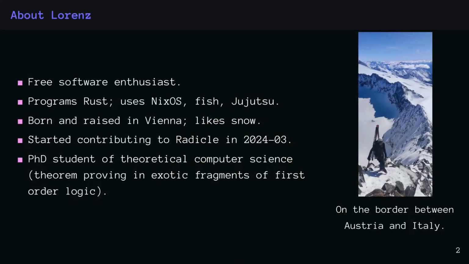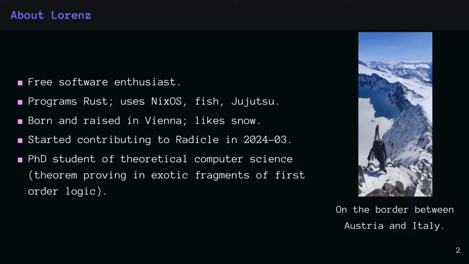I have to admit, I'm not really connected to this community about Git Annex and data-led and scientific computing so much. So I think I can give a quick introduction. I'm a free software enthusiast. I program in Rust. So Radicle is written in Rust. I use NixOS, Fish, and Jujitsu. For those who have been here yesterday, Jujitsu is what I kind of demoed. I'm born in Vienna and I like the snow.